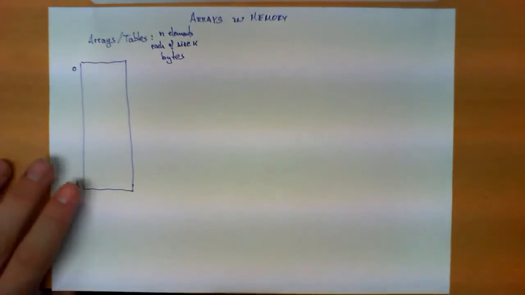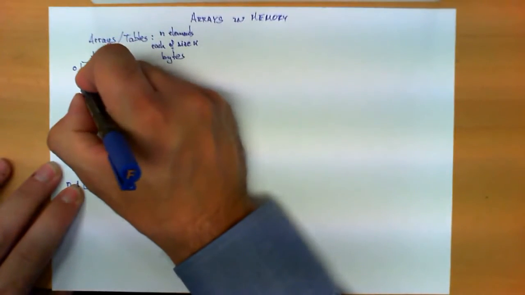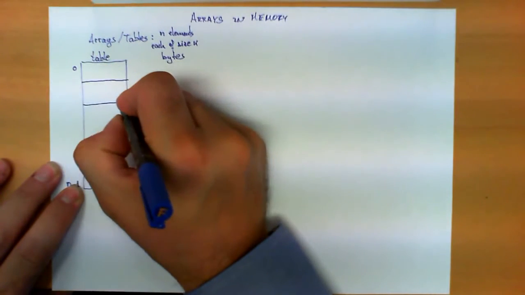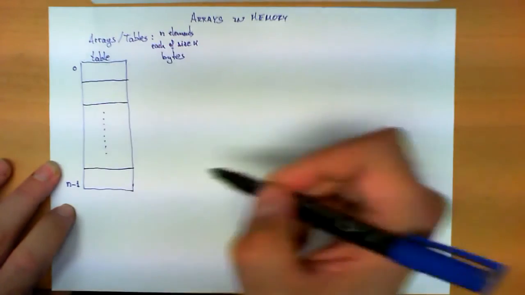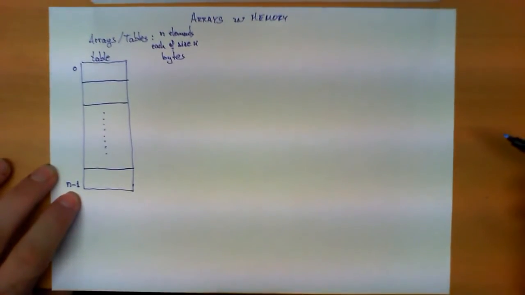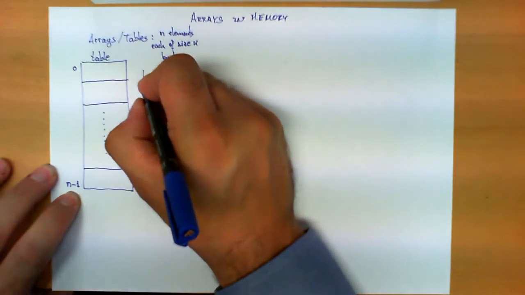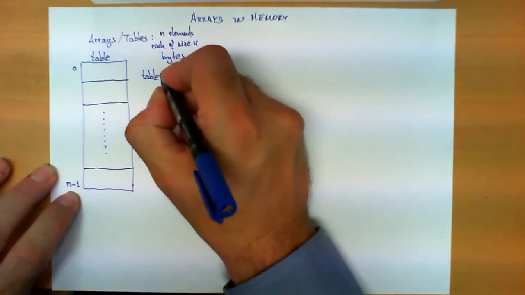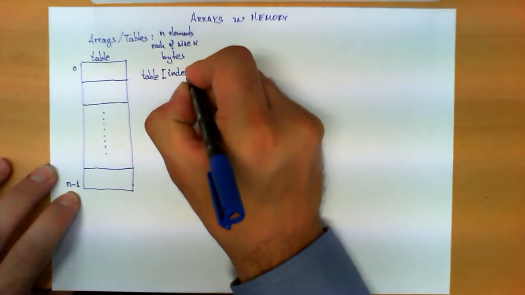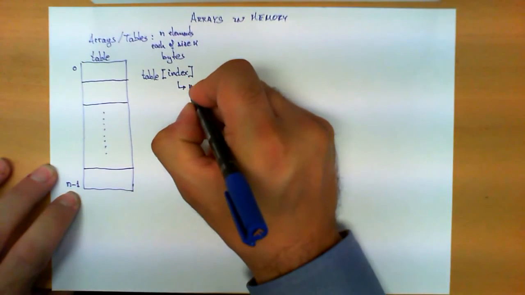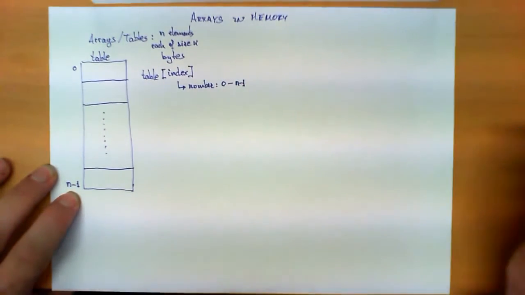So the interesting thing about this table, let's suppose this table is called table. The first element is here, the second element is here, and so on and so forth until the last element, which has the number n-1. The special property about this table is that to refer to these elements we're going to use the following notation. We put the name of the table, and then in between brackets we put what we call the index, which is a number between 0 and n-1.